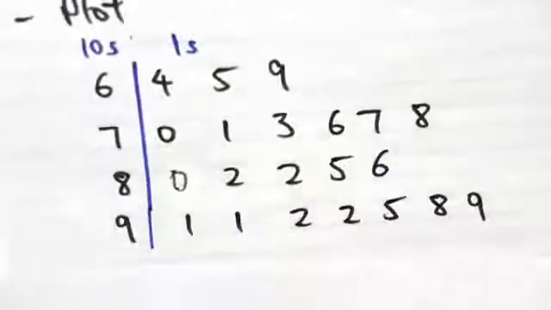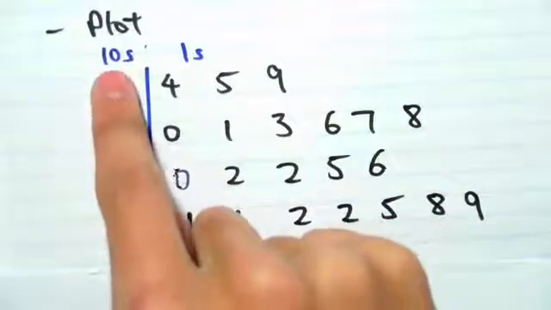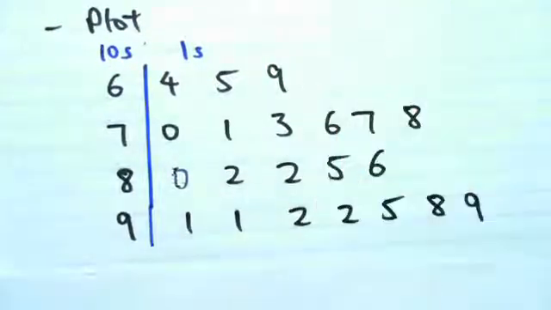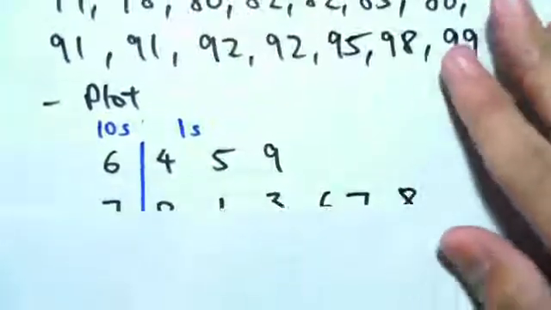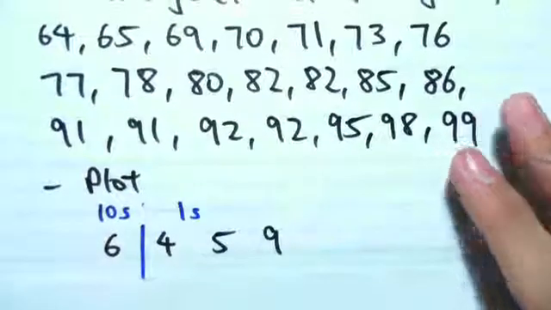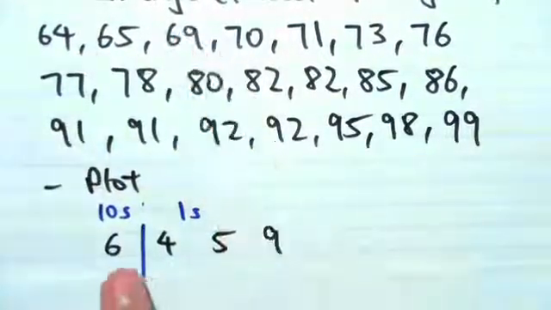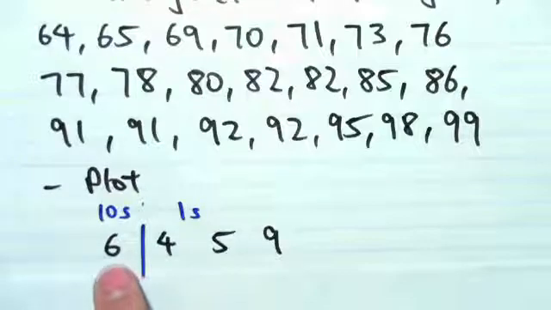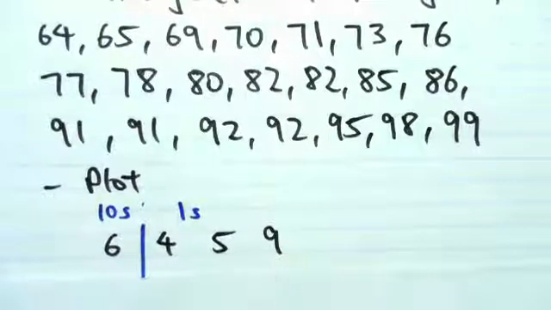So we're going to draw a line, okay? And the left-hand side of the line is going to be our stem unit of 10, okay, and the leaf unit of 1. So for the first row, okay, we're going to represent all the 60s. So for the 60s, we have 64, 65, and 69. That's what I've done here. This basically means that in our data, we have 64, 65, and 69.